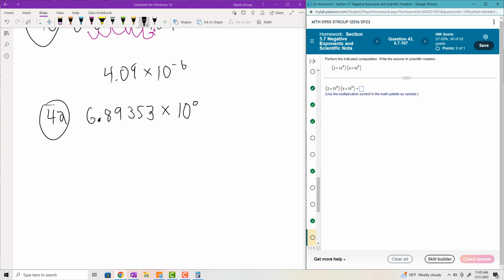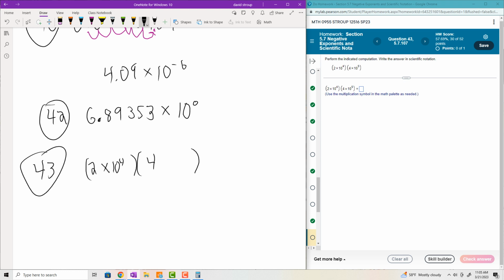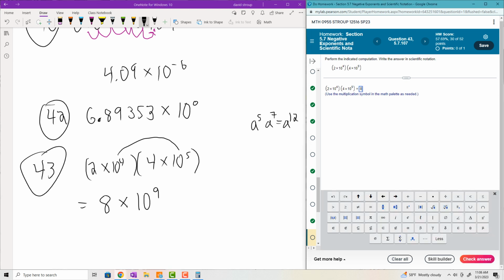Okay, so now we get into multiplication and division of these things. And what you want to do is multiply out the constants and then multiply out the powers of 10. So I have 2 times 10 to the 4th, and then 4 times 10 to the 5th. Okay, so you'll multiply out the constant parts. 2 times 4 is 8. Then to multiply out 10 to the 4th times 10 to the 5th, you add the exponents because they have like bases. Right, so it's like if you had a to the 5th times a to the 7th, you would add the exponents and get a to the 12th. So here, 10 to the 4th times 10 to the 5th is 10 to the 4 plus 5, which is 9. So you get 8, and you have this stupid button, times 10 to the 9th.